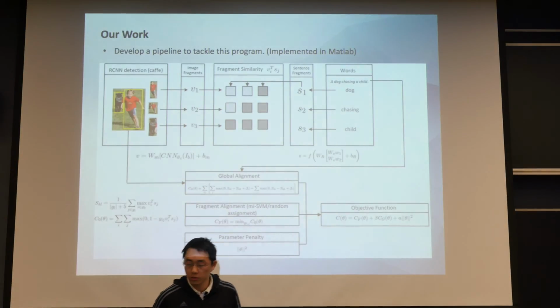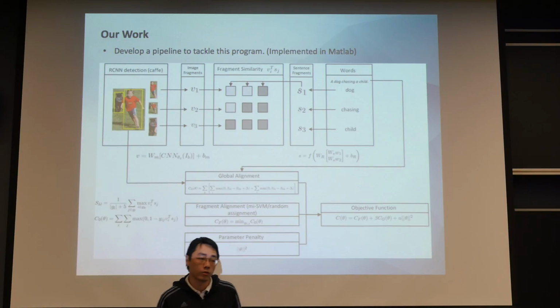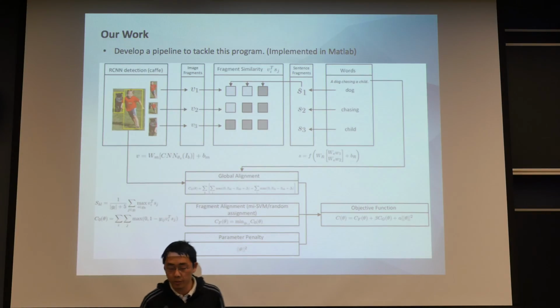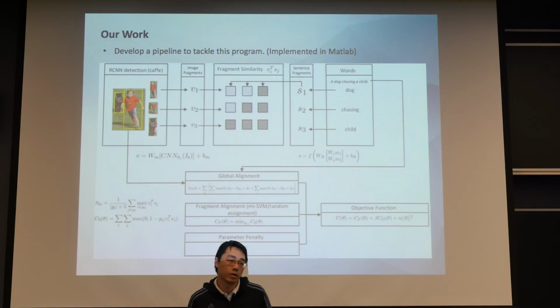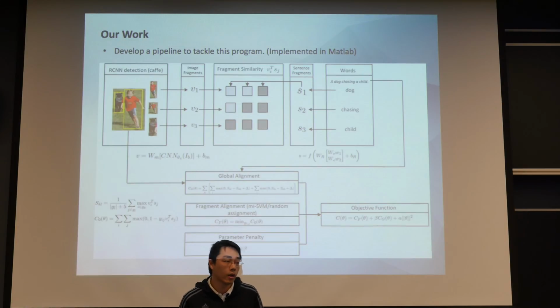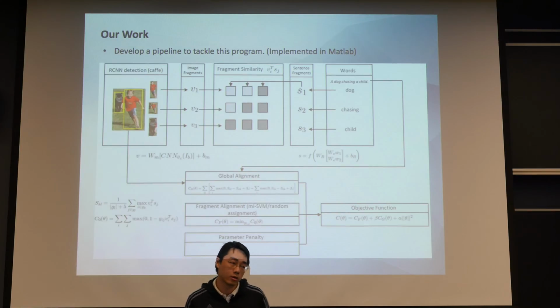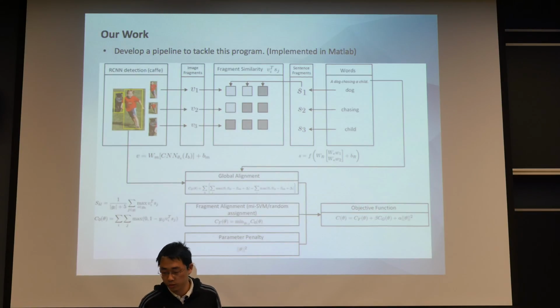This flowchart shows the basic structure of our model. Given an image, we use a region convolutional neural network based on Caffe to detect the objects embedded in the image. We design mapping functions to project the image fragments into a feature space, and another feature function to map the words of the sentence into the same feature space. After that, we calculate the similarity score of the sentence fragments and the picture fragments.